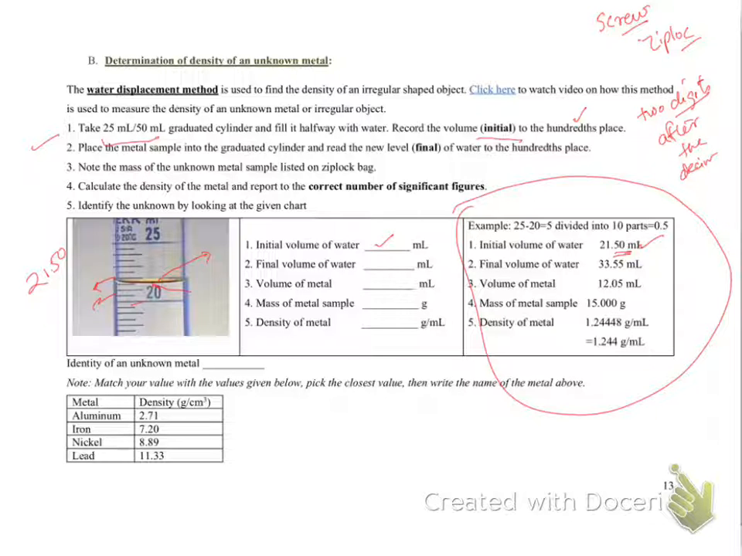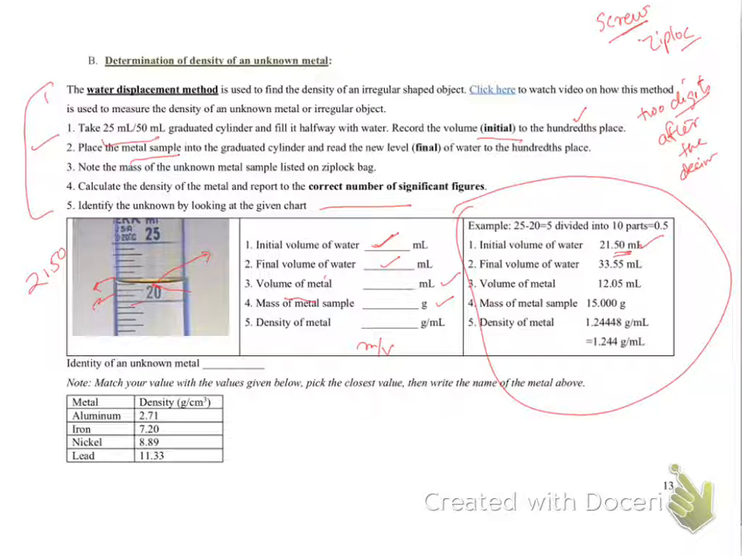What you're going to do, you measure the initial volume, write down here, and then you slightly tilt the graduated cylinder and put that metal sample, the screw, the nail that's in there, and then you read the level of the water again. Of course the level of water is going to rise, and that goes here. So what will be the volume of metal? Then how do you find out that? Final minus initial, that goes here. Mass of the metal sample is given to you on the Ziploc bag. You write down that here, and then you calculate density, which is mass by volume, and make sure you report the correct number of significant figures.